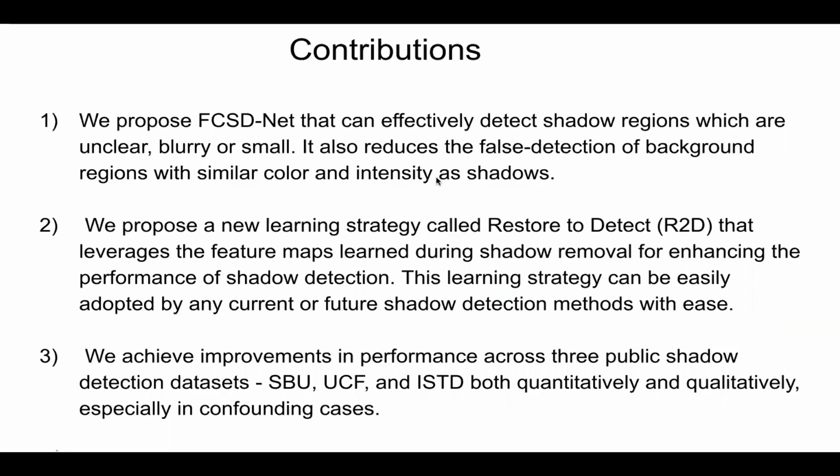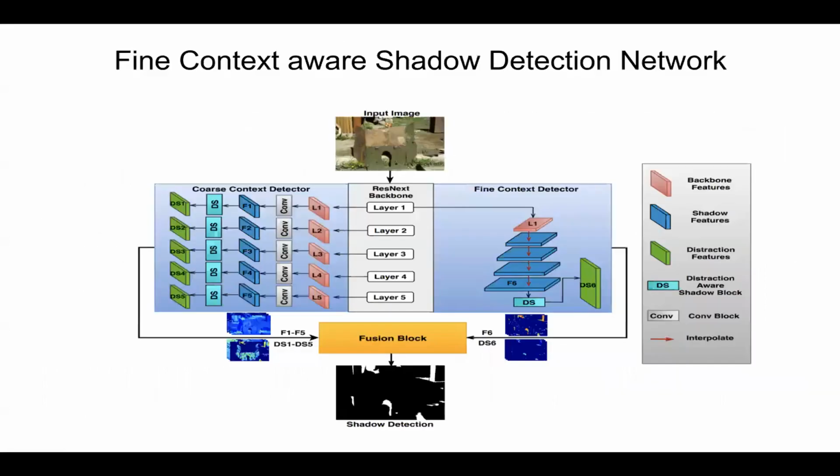We propose a new network architecture that can efficiently detect shadow regions that are unclear, blurry, or small. And also we propose a new learning strategy called Restore to Detect that leverages the feature maps learned during shadow removal for shadow detection. With these two contributions, we are able to achieve improvements in performance across three different shadow detection datasets.